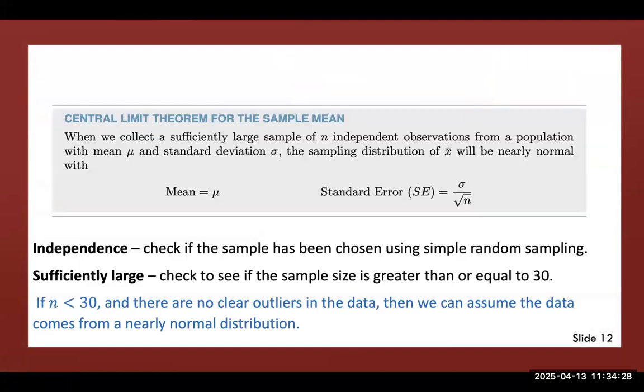I want to go back to the slide with the central limit theorem, and I want to circle something. Notice that it says we collect a sufficiently large sample of n independent observations from a population. It didn't specify what type of population. It didn't say the population had to come from a nearly normal distribution. So that means the population can come from a uniform distribution or a skewed distribution.